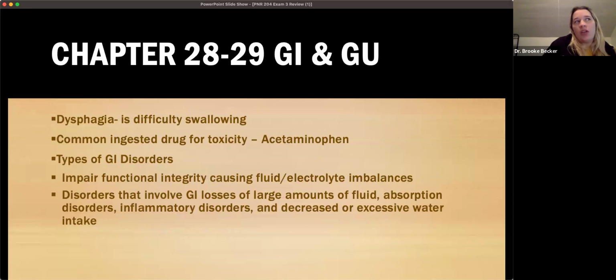Okay. GU and GI. Dysphagia is difficulty swallowing. The most common medication, which we just talked about this, remember, is Tylenol, or acetaminophen. And that's purely because almost everyone has Tylenol in the home. Not everyone has aspirin or ibuprofen or things like that in the home. It's most commonly Tylenol.